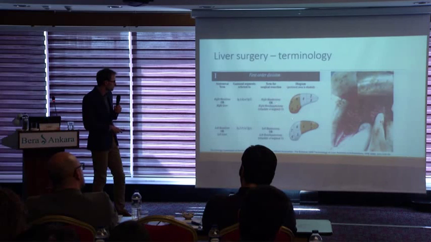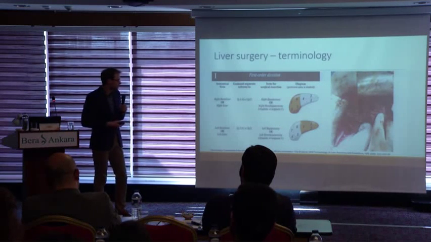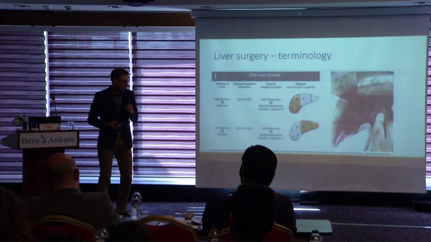Here we can see the right hepatectomy. We take segments 5, 6, 7, and 8. These are segments that have a blood supply from the right branch of the portal vein.